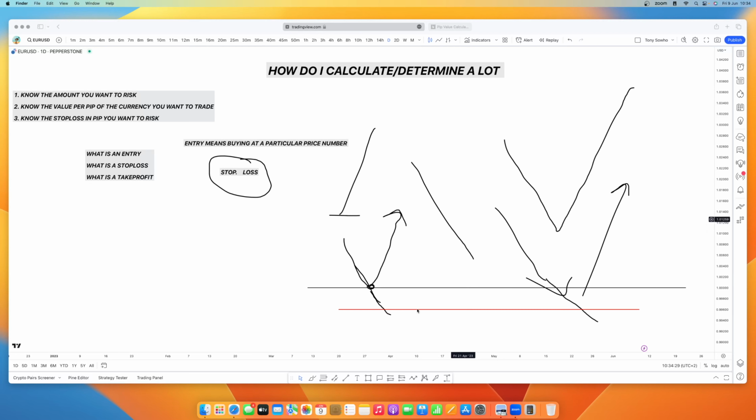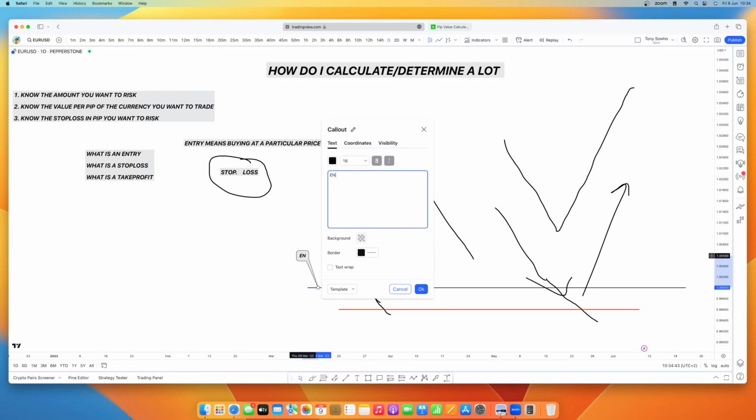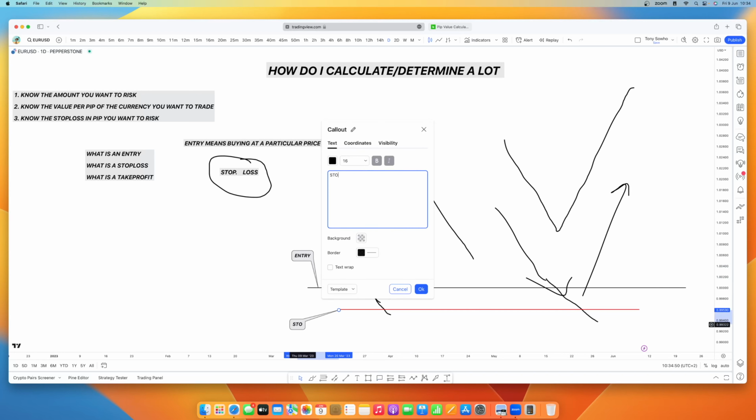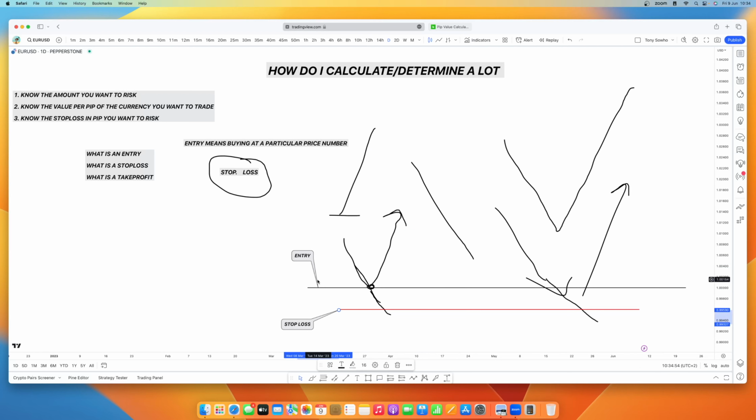So I've already determined the pip, which is 40 pips. From this entry to the stop loss is 40 pips. So the entry is the black line. And then the stop loss, yeah, this is the stop loss order initiated, and from this entry to this stop loss is 40 pips.